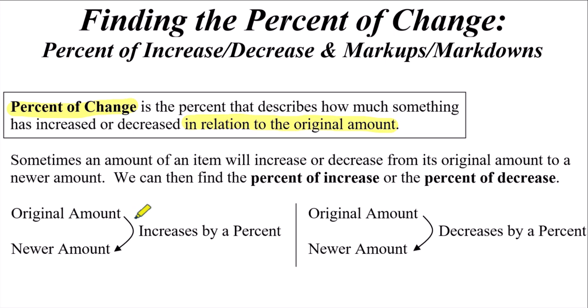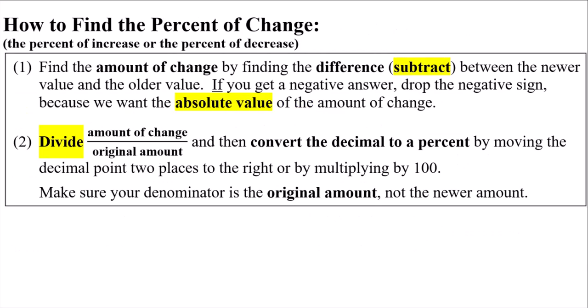And you can see I've kind of given little flow charts here. If we have an original amount that goes to a newer amount, it's either going to increase by some type of percent or it's going to decrease by some type of percent. So that's what these problems are all about. All right, here's how the math is going to work. How to find the percent of change. Now, I hope you realize we don't always just say percent of change. We sometimes say the percent of increase, or we say the percent of decrease.